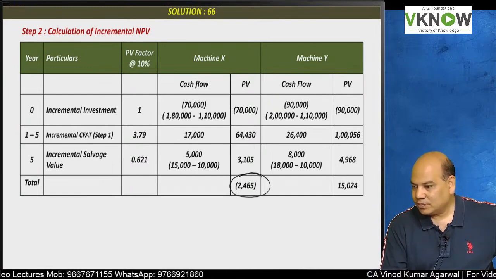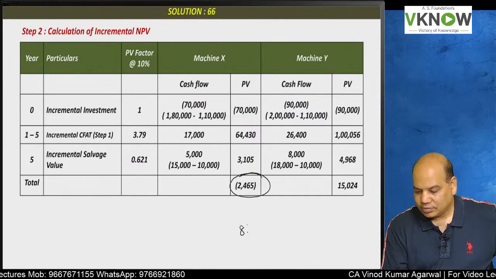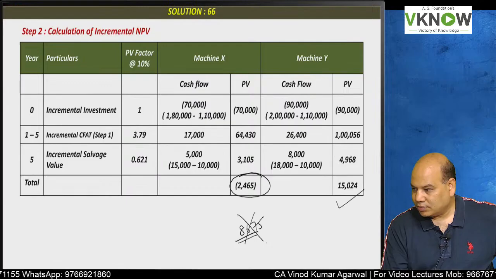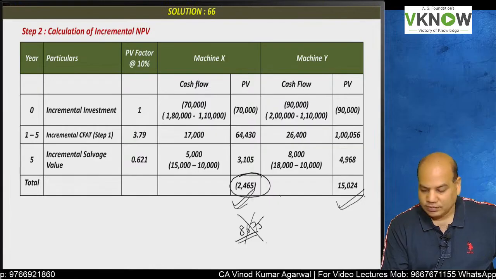One student is replying 8675. It can't be 8675. It is negative. This is not right. Please check. And this is right. 15024 is right. Now you have replied correctly. 2465.